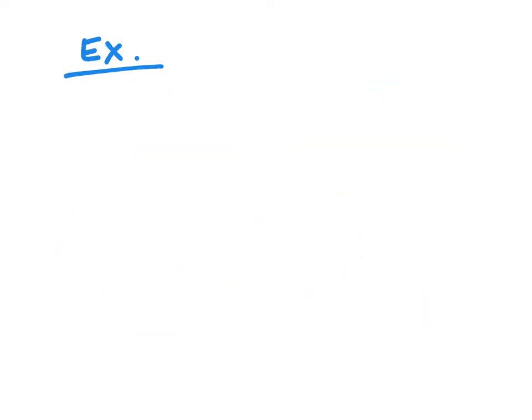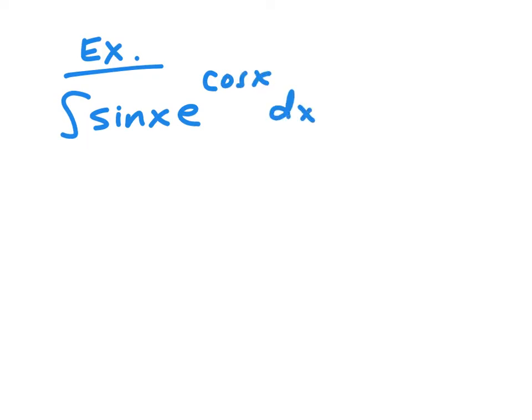So let's try one with trig. Let's say I'm looking at the integral of sine of x, e to the cosine x, dx. Well again, I only see one exponential function, that's e to the cosine x, and then I have the sine x. So more than likely your u is going to be the exponent, and then whatever's left over will be part of the du. If that doesn't work, then try something else for your u and du. In this case, though, it'll work.